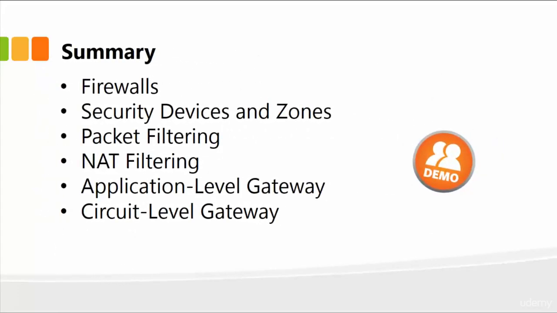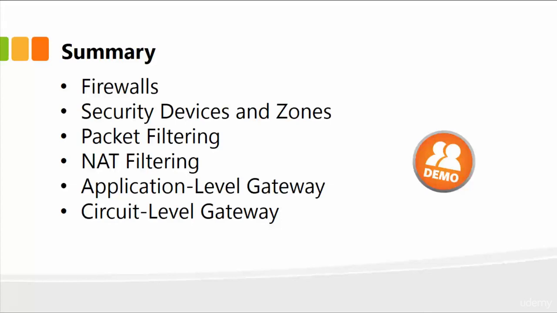So we talked about firewalls, gave you a high-level overview of what that is. There are different kinds of firewalls you can deploy. For instance, every operating system has its own built-in firewall. Also, you can purchase third-party firewalls. You can have a firewall on your hardware devices, such as your routers, for example. We also talked about packet filtering, the NAT filtering, application level gateway, and circuit level gateway.